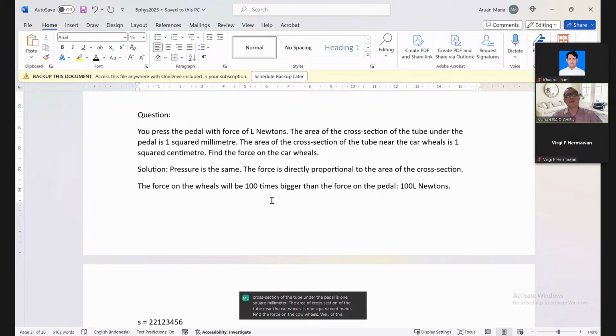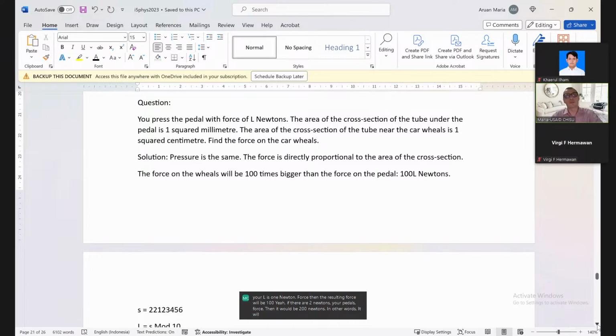Well, obviously 1 square centimeter is 100 times bigger than 1 square millimeter. So therefore the force will be 100 times more, right? So if your L is 1 Newton force, then the resulting force will be 100 Newtons. If it is 2 Newtons, your pedal's force, then it will be 200 Newtons. In other words, it will be 100 times greater.